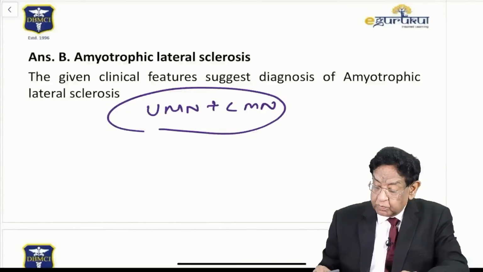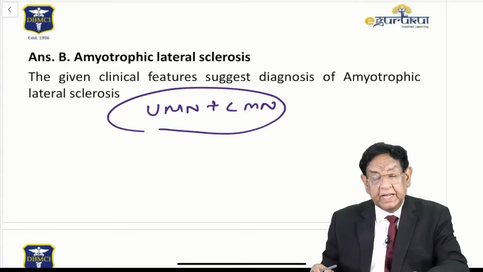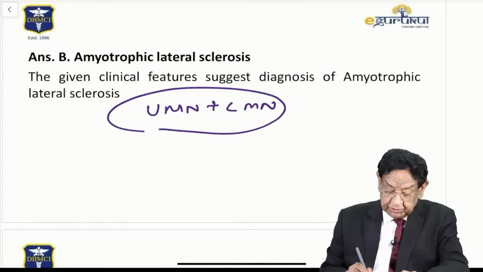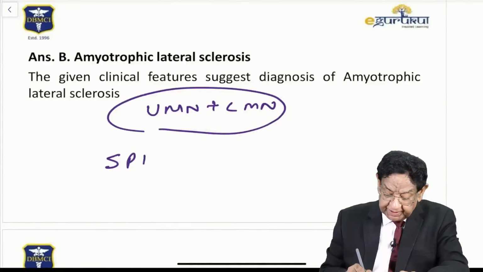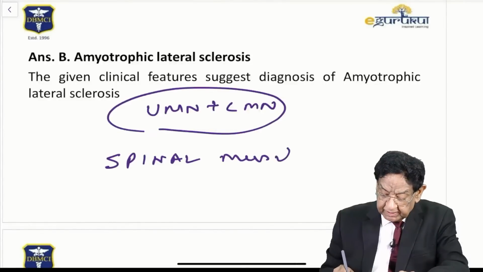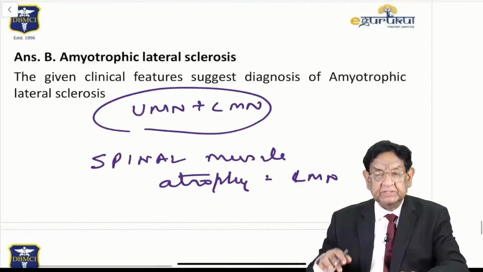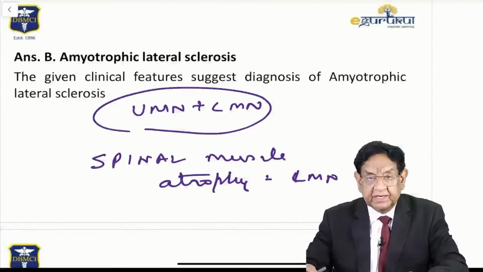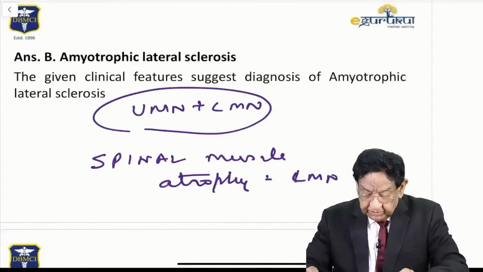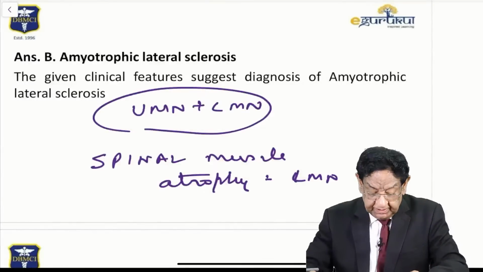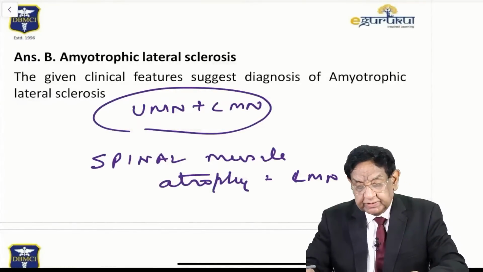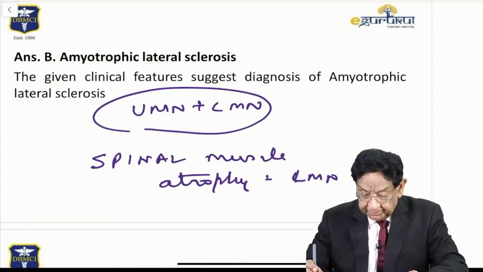And remember, as I told you, spinal muscle atrophy has lower motor neuron features. This point I discussed earlier in the question. Only LMN in spinal muscle atrophy, and amyotrophic lateral sclerosis has both LMN and UMN.